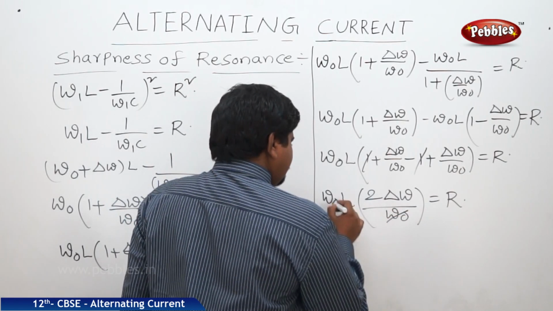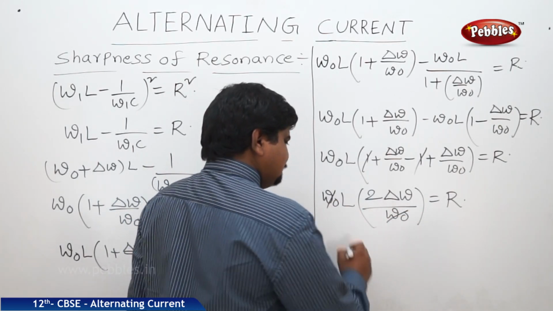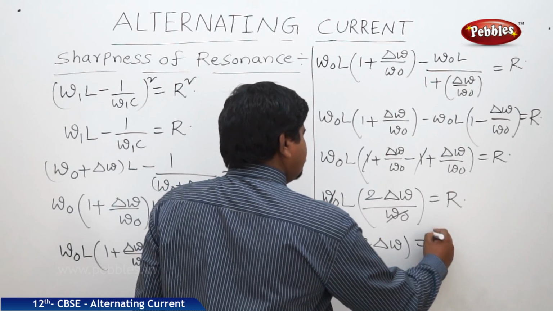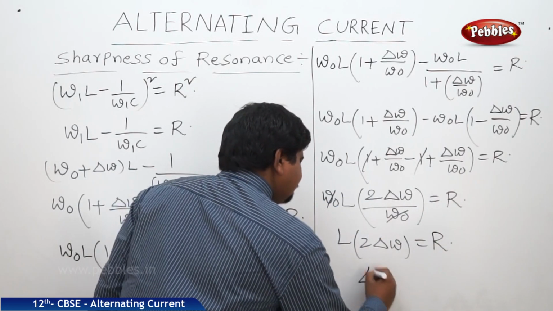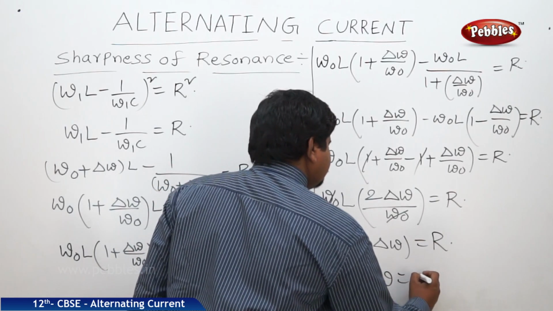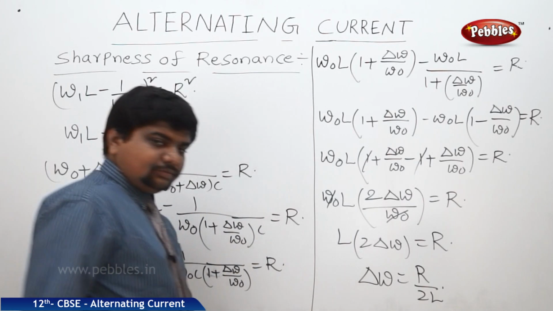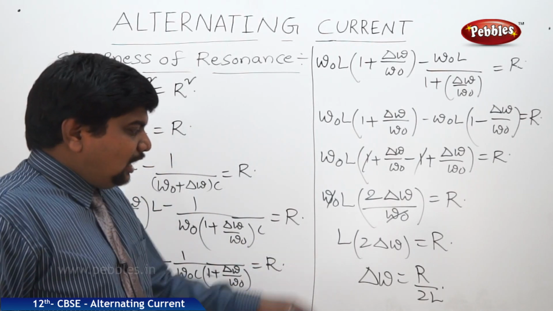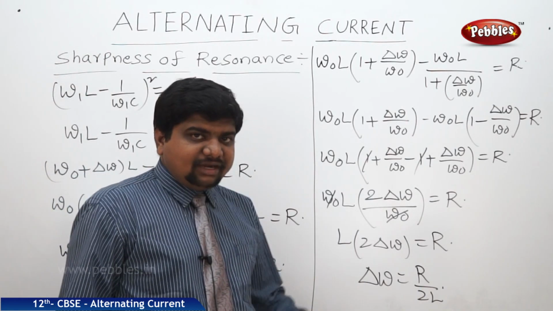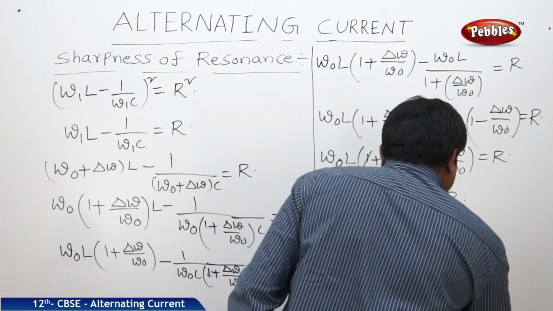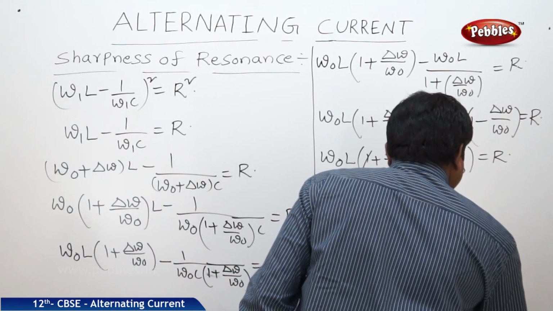So omega naught and omega naught will get cancelled. L into 2 delta omega is equal to R. Therefore delta omega is equal to R by 2L. What is this R by 2L? It's a bandwidth, delta omega, omega 1 minus omega 2. So therefore it is equal to bandwidth.